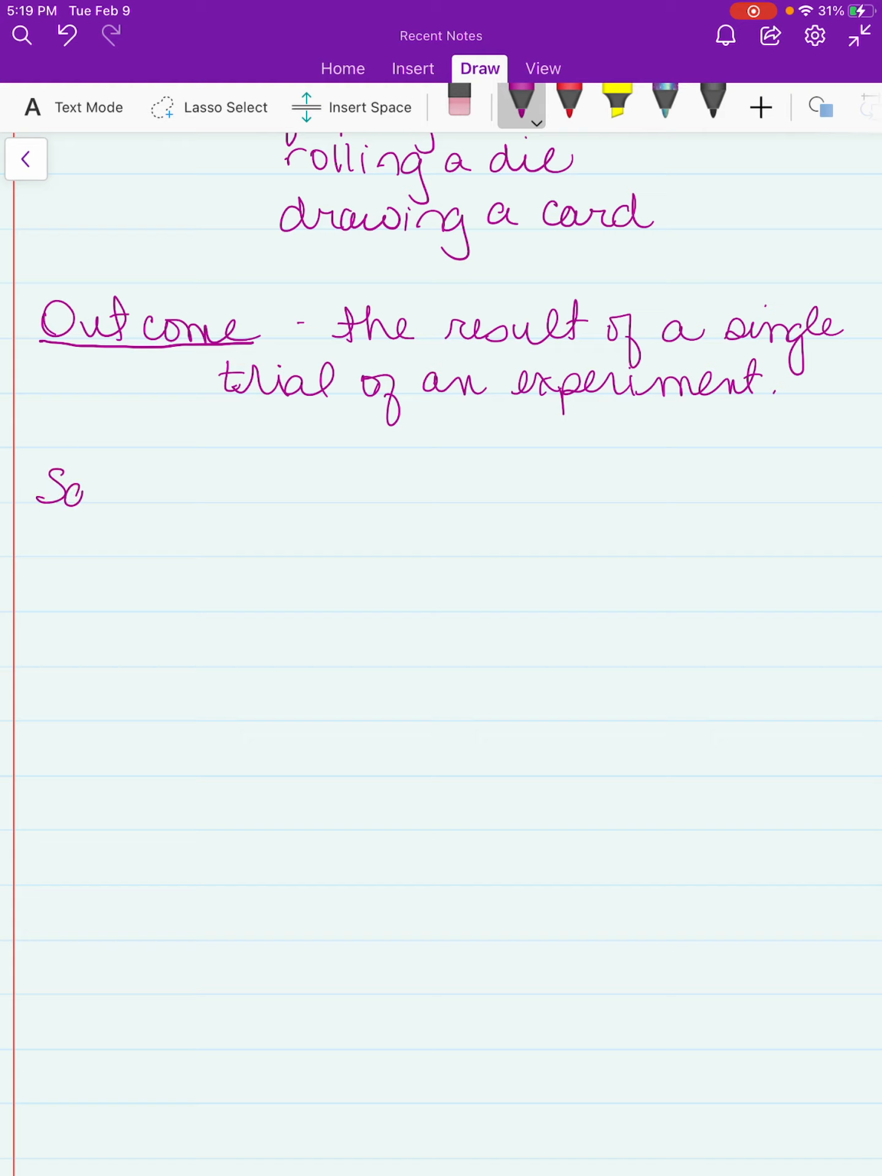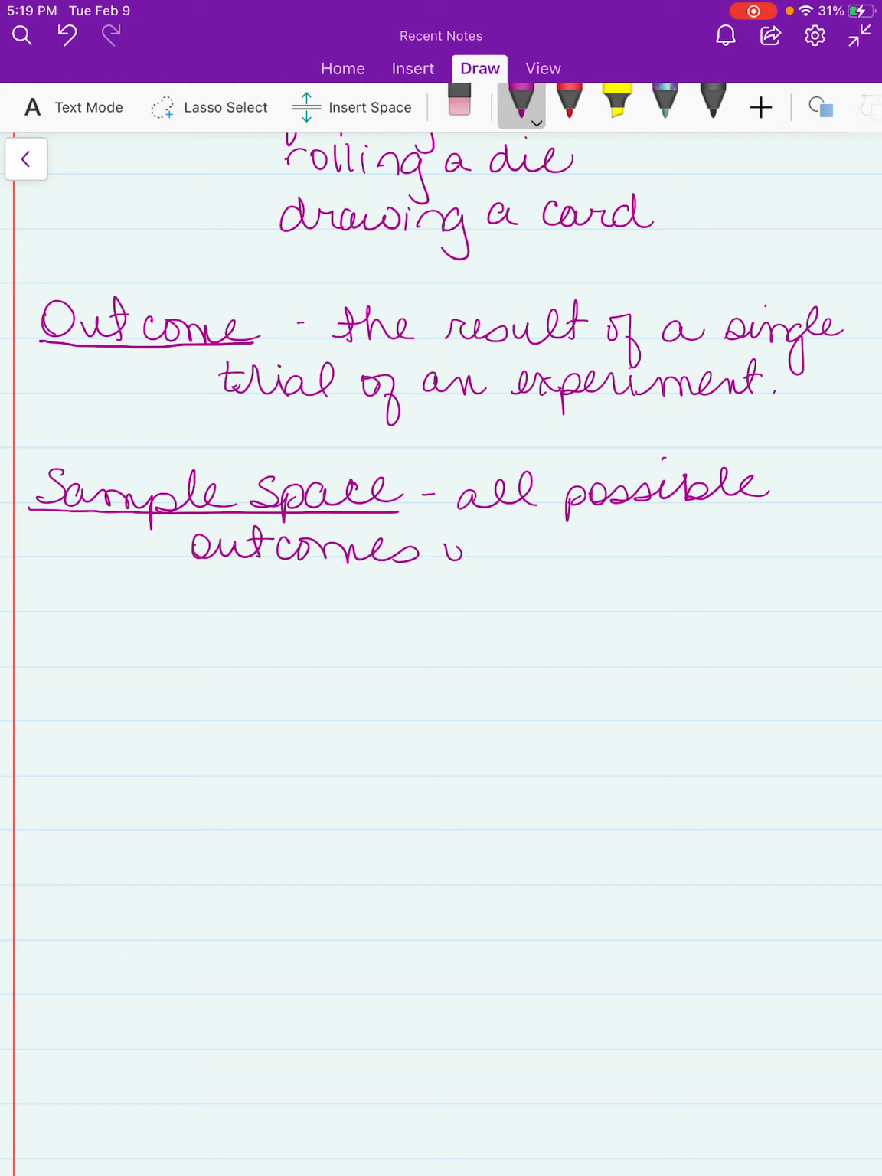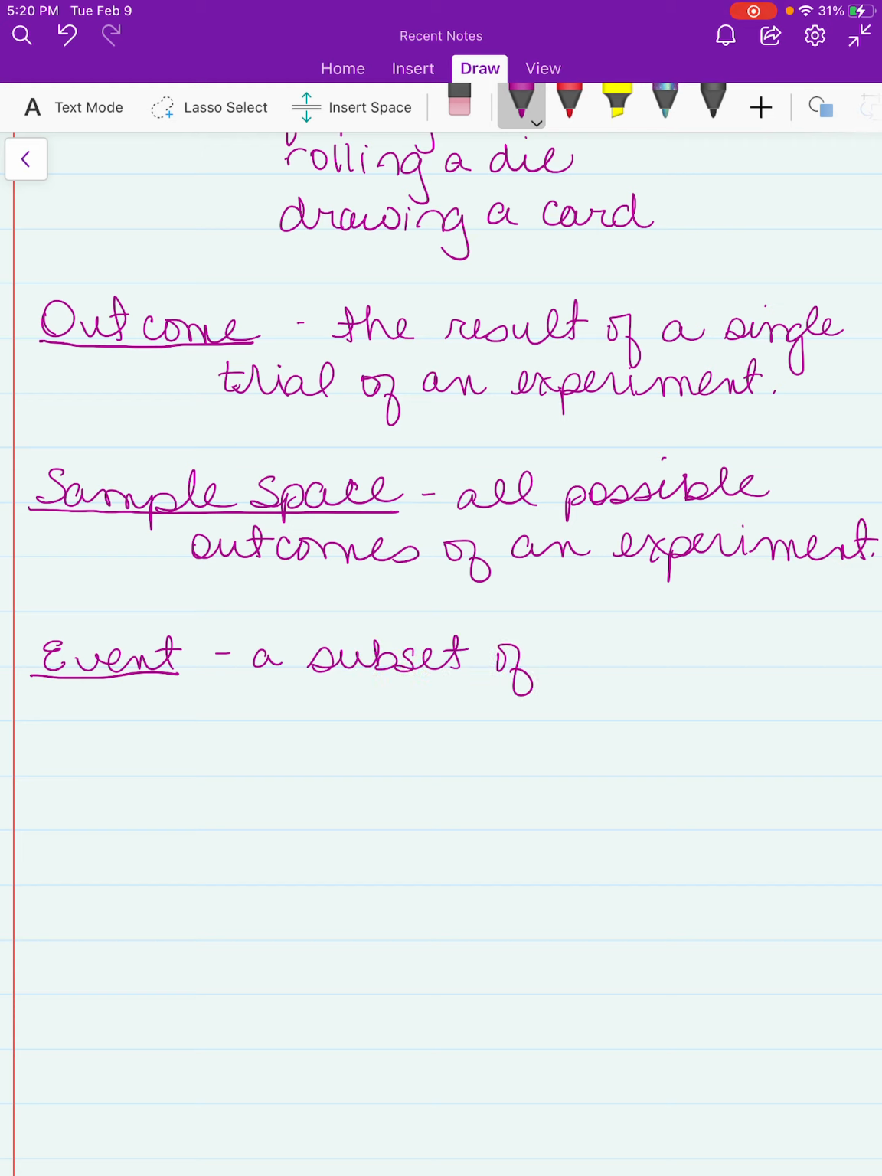Then we have sample space. And the sample space is all possible outcomes of an experiment. And then an event is a subset of the sample space.